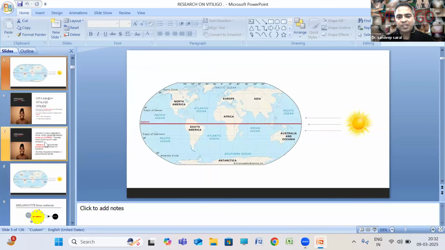Now, if you see this world map, the most sunlight is on the equator side. So you require more protection on the equator side. Like you will have more melanin in the people living near the equator, like Africa, South America, or India. So you must have observed that the people living on or around the equator have a dusky complexion in comparison to the people living on the polar side.